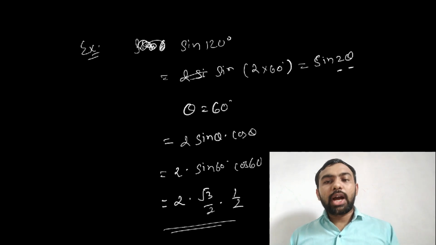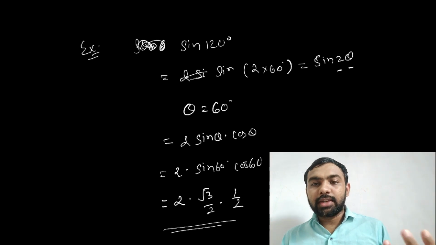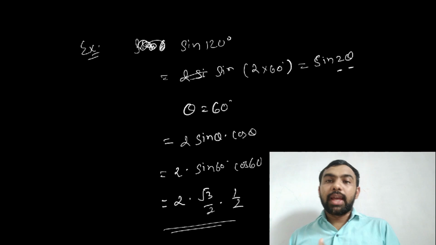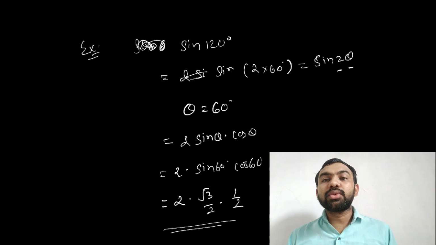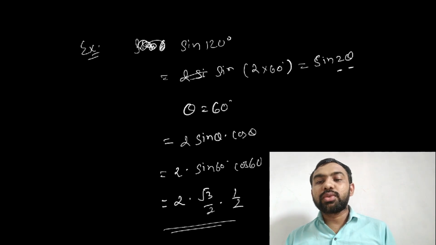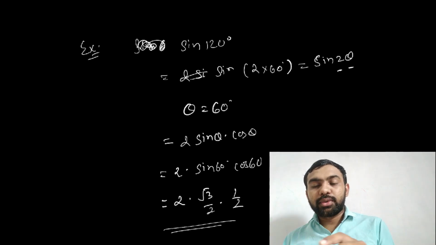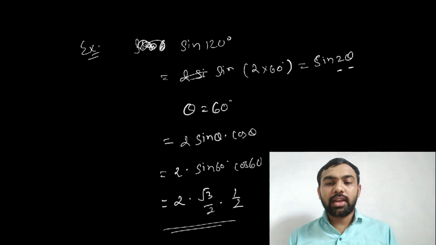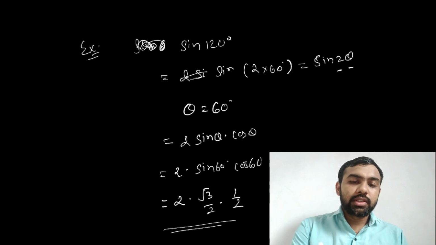Okay, I hope you understand how to use this relation. Actually, when this type of unknown data is given to you, then you just convert this angle into a known value. So 120 is unknown, but 60 is known. So 120 is written as 2 into 60. So it is equal to 2 sine, you compare it with the 2 sine theta, sine 2 theta. So sine 2 into theta means 2 into 60, so 60 is equal to theta here. So put theta is equal to 60 and use this relation.